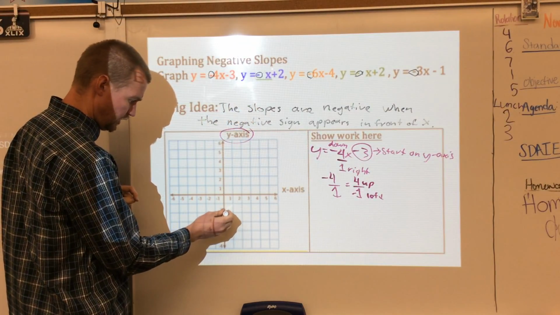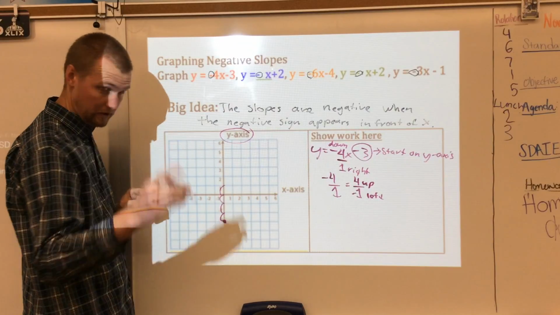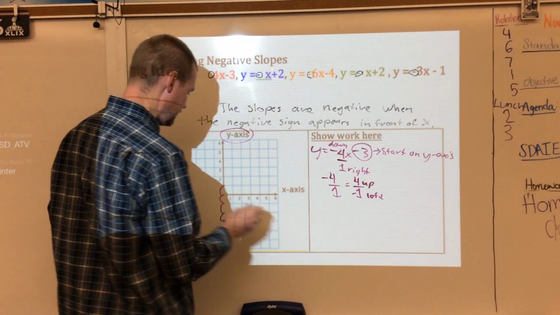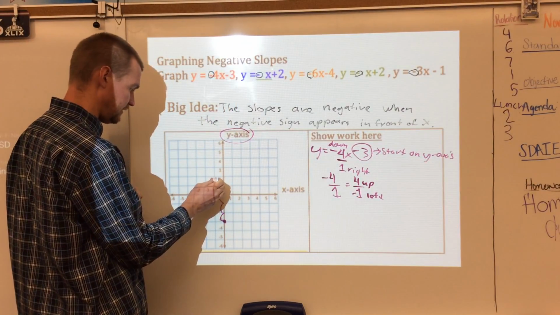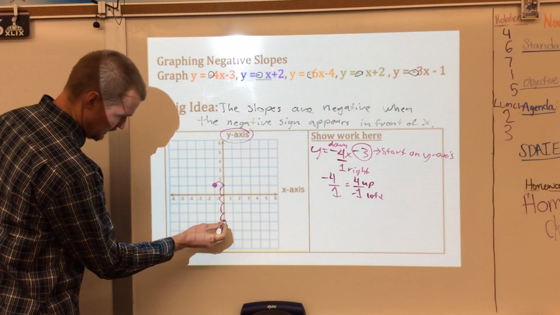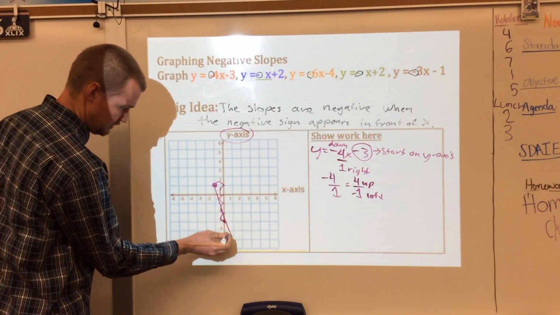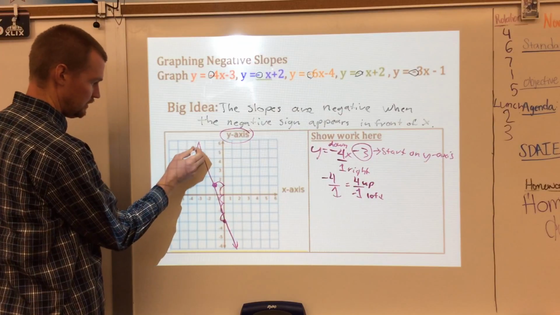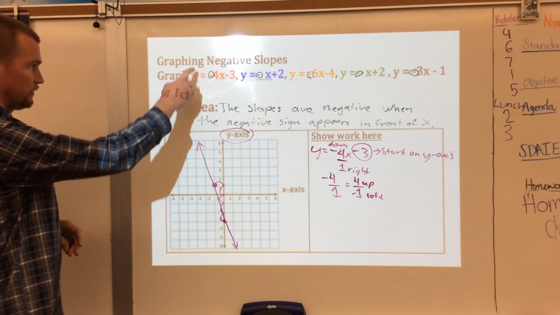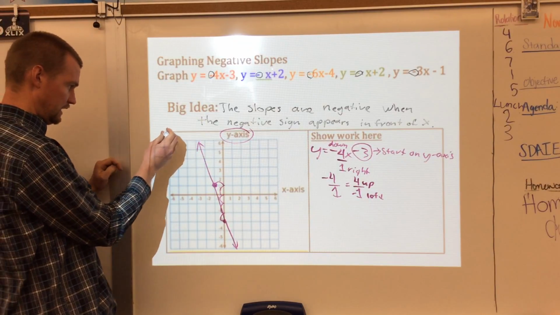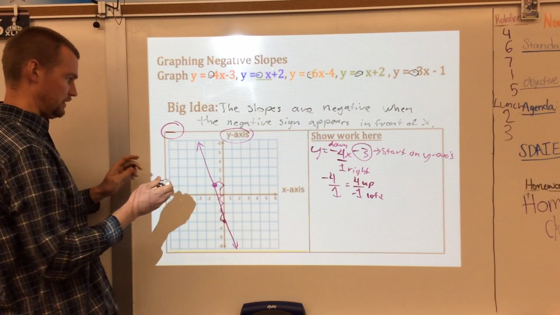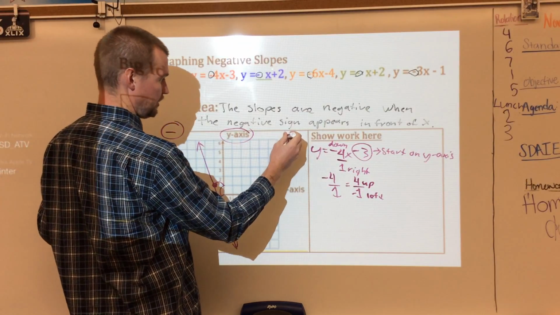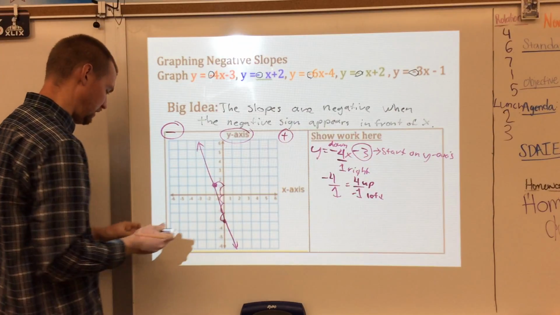We're going to go up 4: 1, 2, 3, 4, which is on the graph. Very nice. And negative 1 to the left is going to land right there. And now we have a segment, a ray, and a line for graphing our negative slope. Negative slopes always go to the left. Positive slopes always go to the right, so we should have no positive slopes.